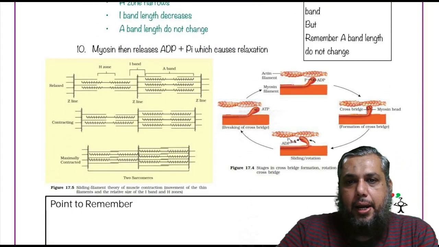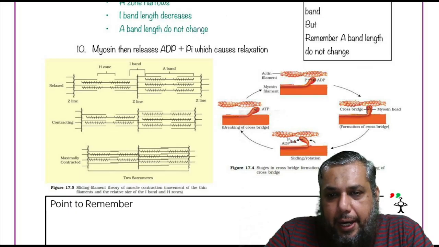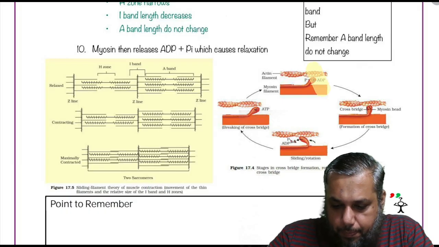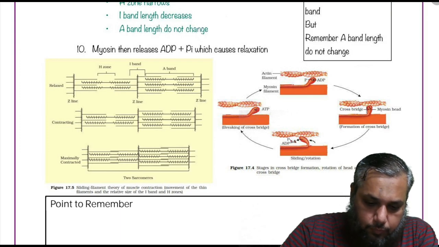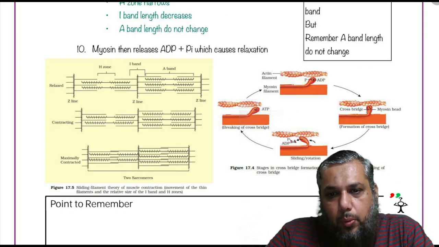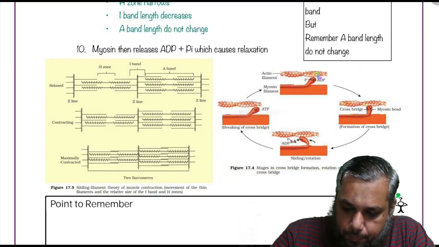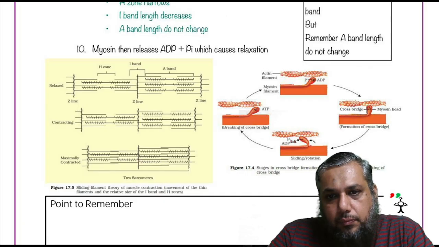The head of the myosin, as I have already told you, has got an ATPase activity. So the head, which has got an ATPase activity, will hydrolyze ATP into ADP and Pi. As a result of which the head will get energized. That is the first step. And ADP and phosphate are still attached to the head.